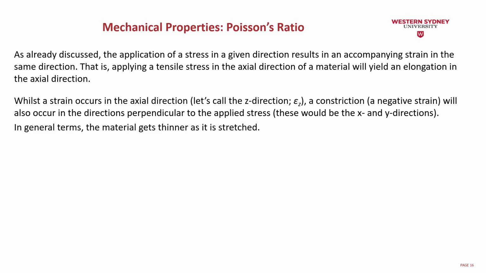While the strain occurs in the axial direction, let's say this Z direction, so strain Z is applied, a contraction of negative strain will also occur in the directions perpendicular to the applied stress. This will be the X and the Y direction for the strain. In general terms, the material gets thinner as it is stretched. You can tell that if you get a rubber band and try to stretch it, you can see that it gets thinner in diameter.